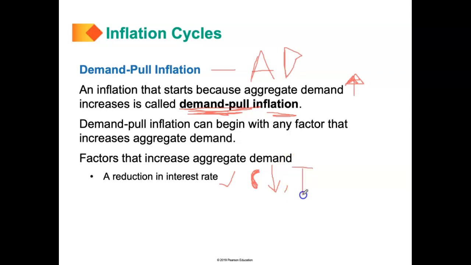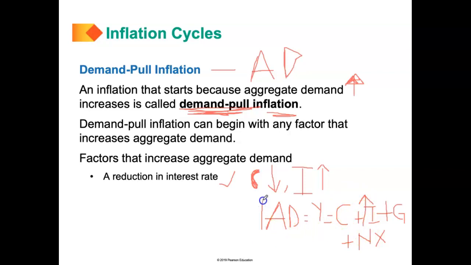So investment increases. Now we know that investment is a component of AD, right? Because we have AD equals real GDP, which equals C plus I plus G plus NX. So if investment increases, assuming everything else is held constant, then AD is going to increase as well. So suppose interest rates in the economy reduce, investments are going to increase.